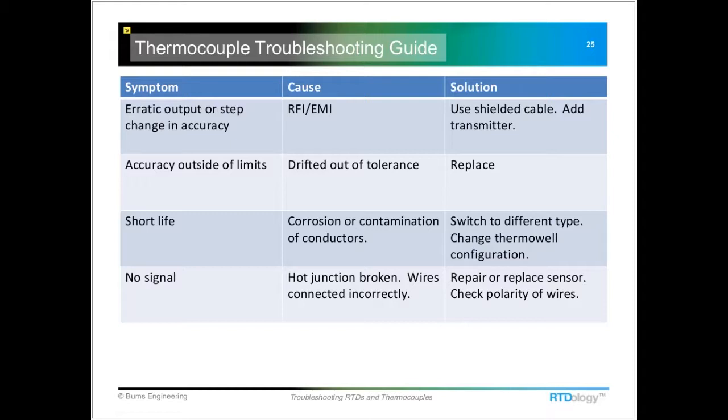If you're seeing a short life from a thermocouple, that's usually due to corrosion or contamination of the conductors, and this could be it's just the wrong type thermocouple to use. The Thermowell could be the wrong style to use. It might be you're using a metal Thermowell where it should be a ceramic Thermowell for high temperature applications, for example.